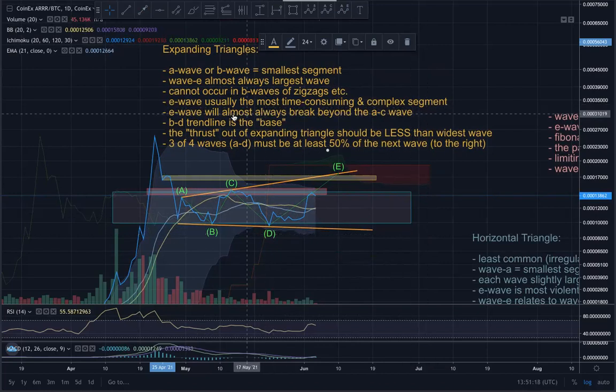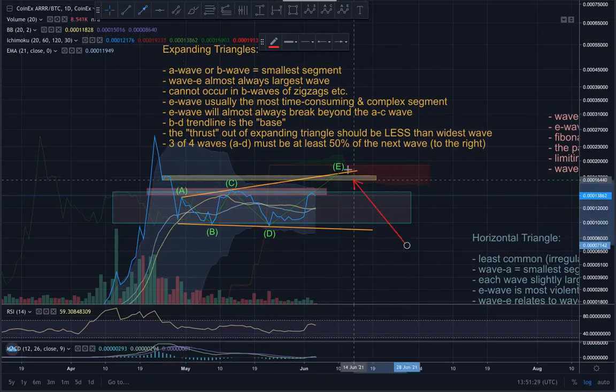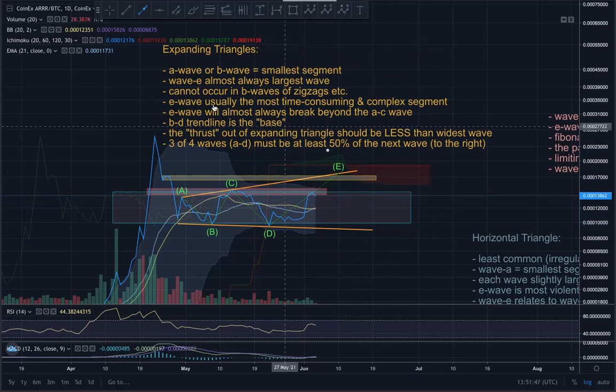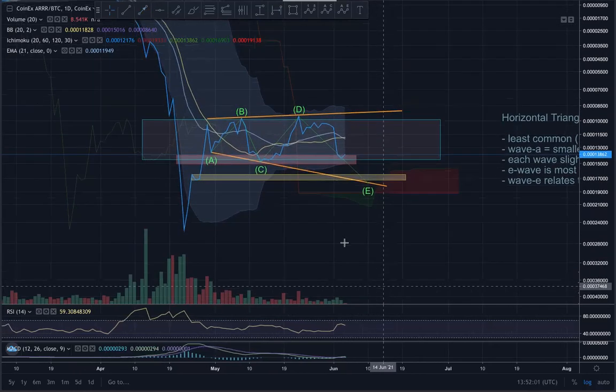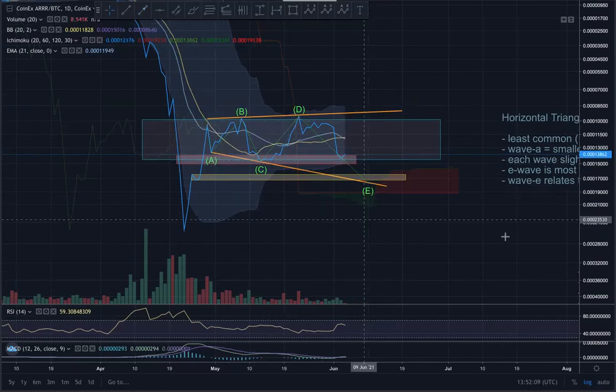All right. The E wave will almost always break beyond the A to C wave. So here's the AC trend line, which means that this E wave is supposed to be breaking beyond it. However, remember, after the E wave is done, there is going to be a retracement. But it won't retrace all of the E wave. So that'll be interesting. So we'll get there next. Okay, so here we are. The B to D trend line is the base. If it were inverted and this were our expanding triangle, this B to D trend line would still be considered the base because it's relative to the A, B, C, D, E. Okay.